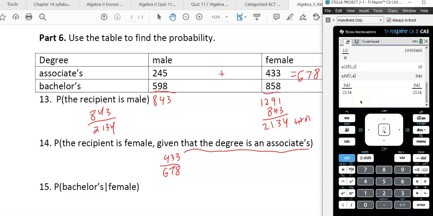So 433 divided by 678 is exactly that. Just leave it there.